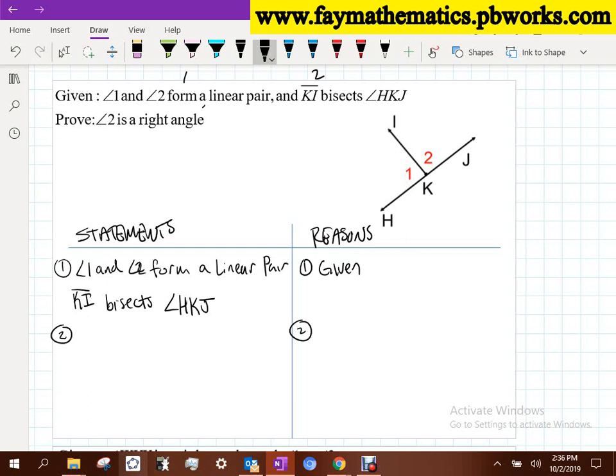Okay. Well, the next statement says that KI bisects angle HKJ. What does it mean when we have a ray bisecting an angle? What does bisect give us? Or what does the word bisect mean? Bi means two, right? Okay. Sect means sections. So two sections, but that's not enough. What is going to happen if I take a sandwich and I bisect the sandwich? I'm going to have what?